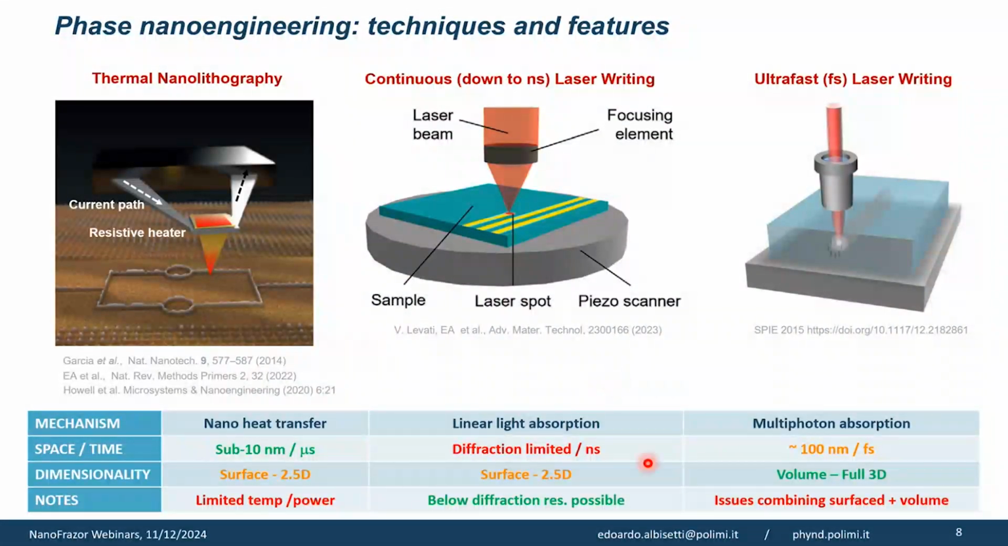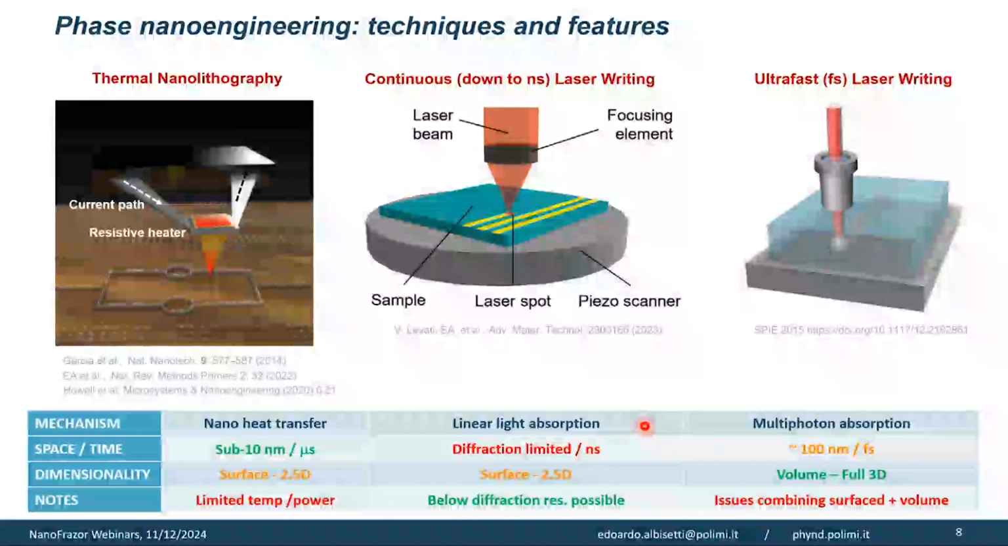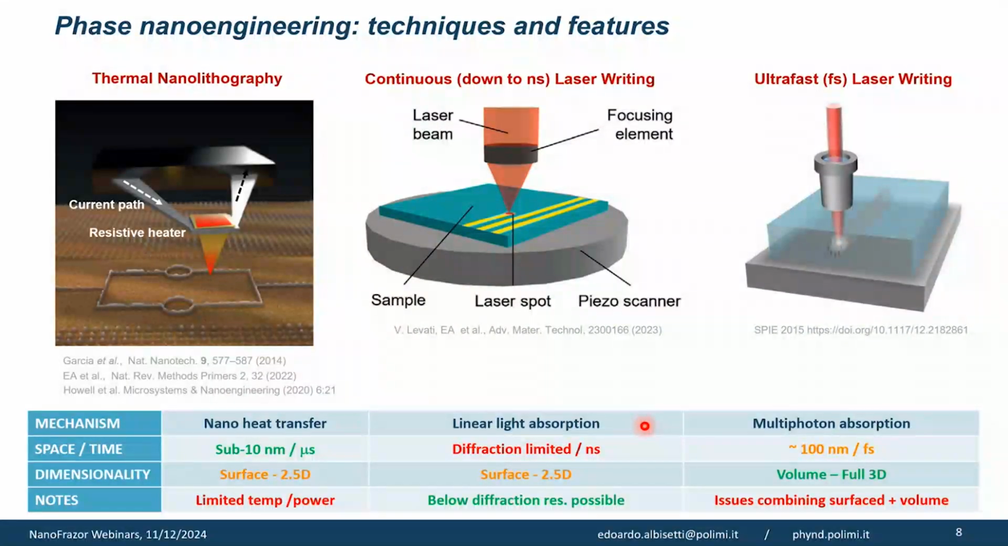There's an issue here: combining surfaces and volume writing is usually quite complicated. So it seems beautiful that you can go within the volume, but if you want to write in the volume while still being quite close to the surface, then things get a little bit messy, because surface transitions are usually different from the volume ones and usually happen at lower energy. So writing in the volume without writing the surface is kind of tricky. But it's something to keep in mind, and interesting.